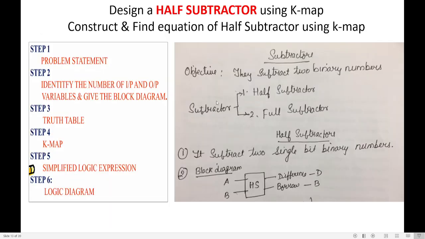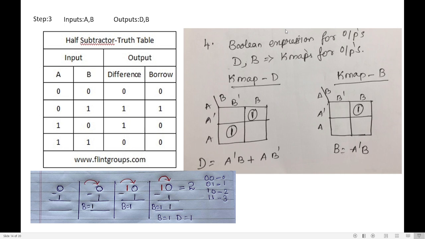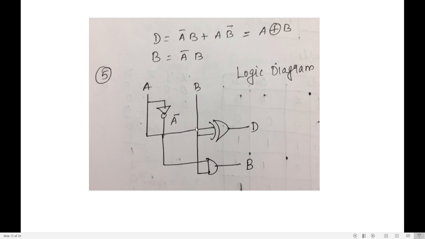So what is the objective? Construct and find the equation for half subtractor using K-map. Using K-map, we have found the equation for half subtractor, difference and borrow, and then we have drawn the logic diagram.